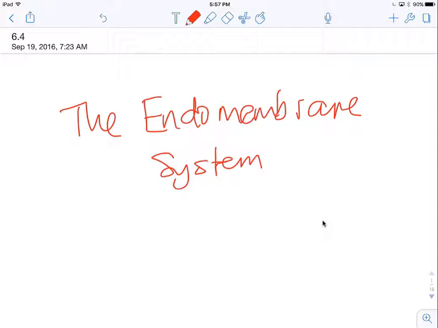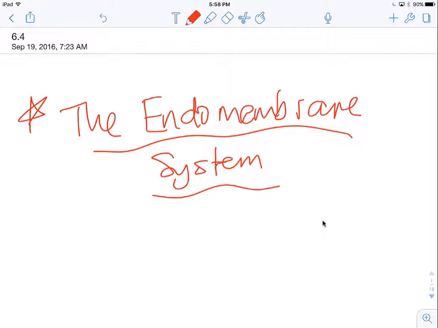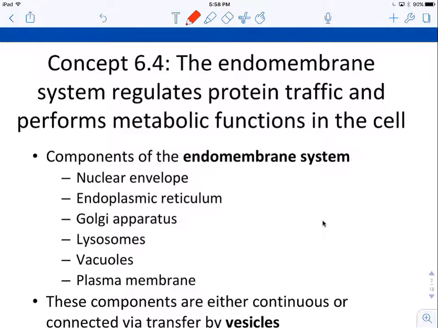As we continue on our study of the cell and its internal workings, we have now come to the all-important endomembrane system. The majority of the cell is composed of the endomembrane system, and it's the traffic cop. It regulates protein traffic and performs metabolic functions in the cell.